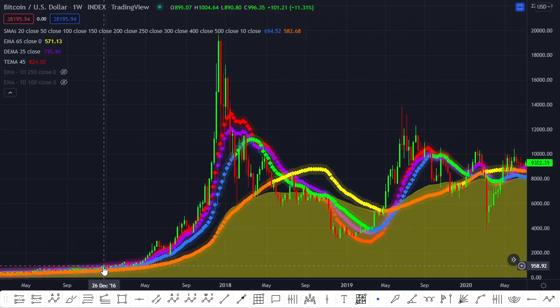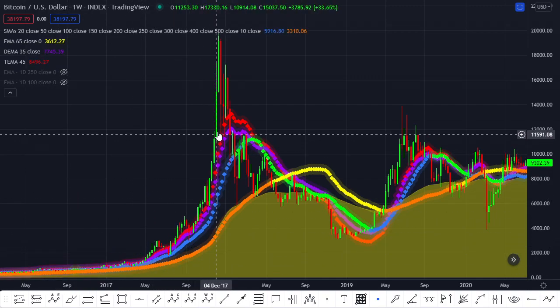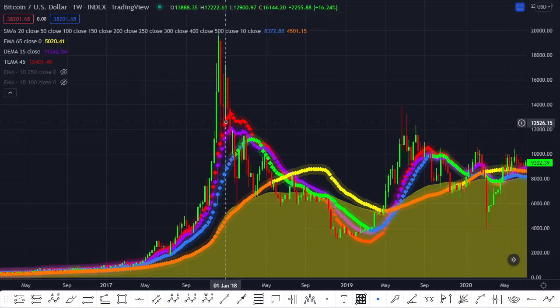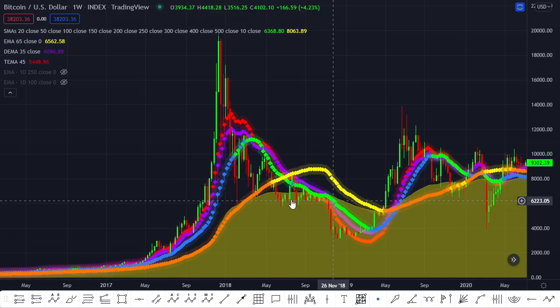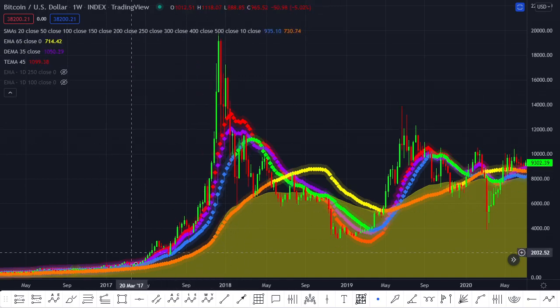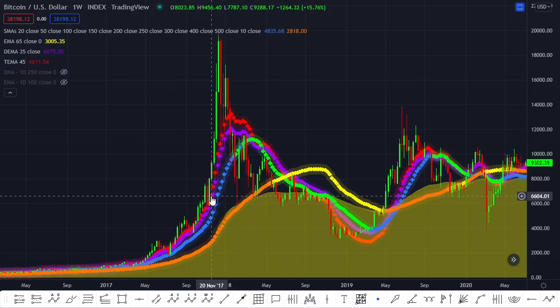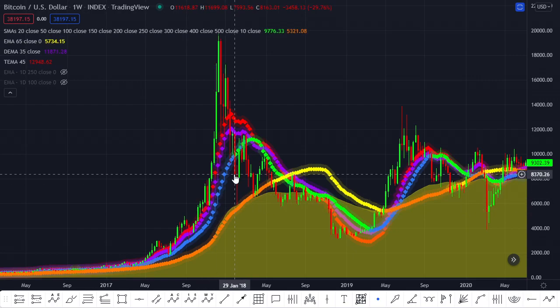So you can see here in the 2017 bull run, we had a strong push to the upside, and the color pattern formation was always red, purple, blue, always. So red, purple, blue, orange, and then you had this yellow ocean, if you want to visualize it as an ocean. So every time, as long as BTC on the weekly time frame stayed above these red, purple, blue lines, we were still bullish. So the bull run was still on.